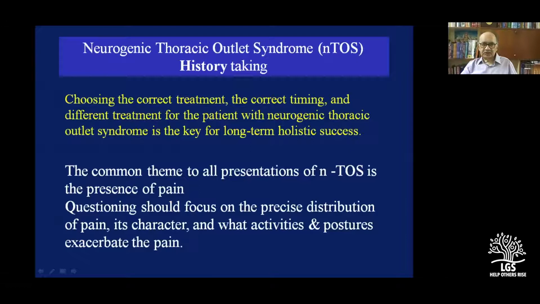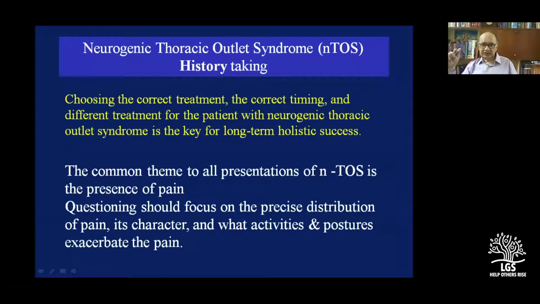Neurogenic thoracic outlet syndrome: history taking, choosing the correct treatment at correct timings, and different treatment modalities for the patient is the key to long-term holistic success. Don't keep on operating as the patient walks in, like a strangulated inguinal hernia. Don't operate in the evening. It has to be corrected, followed up, and psychological as well as pain management has to be assessed, and only then can you take the patient for surgery. At least a minimum period of 6 months has to be observed because it's very painful. Pain can be controlled and monitored with regular follow-up.